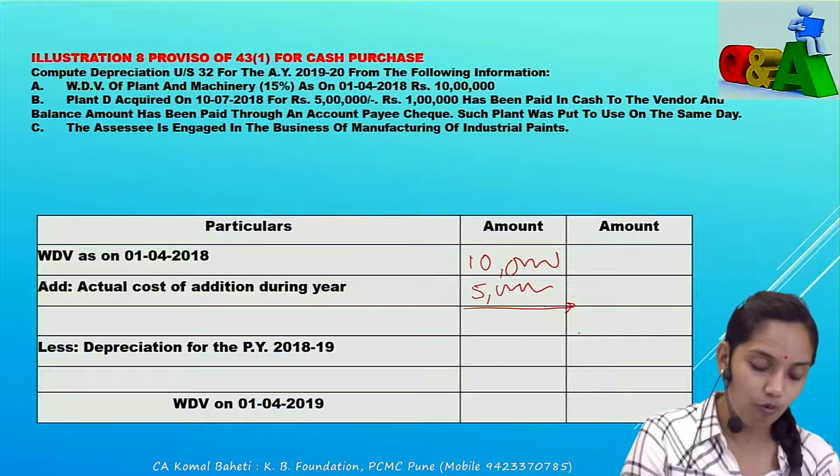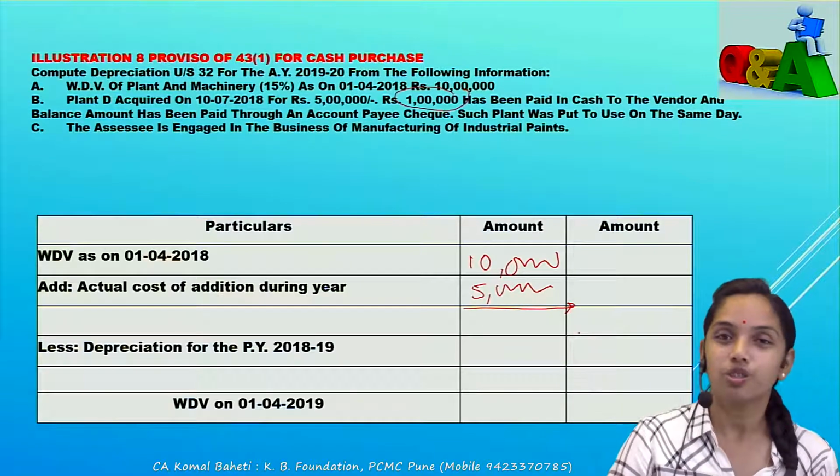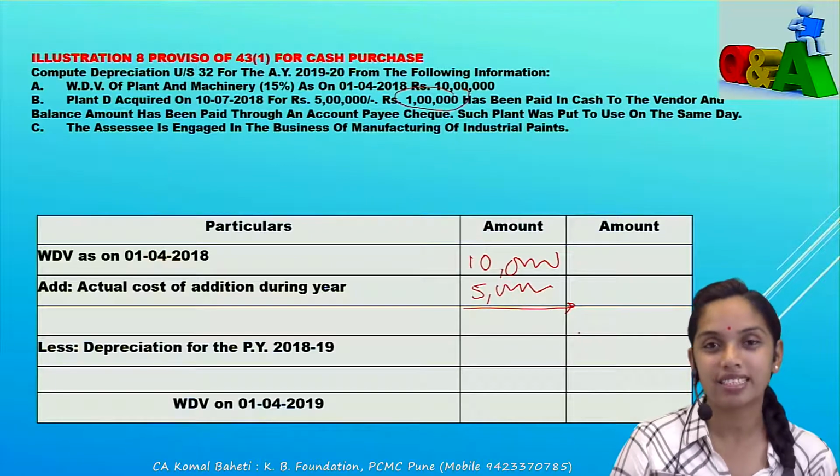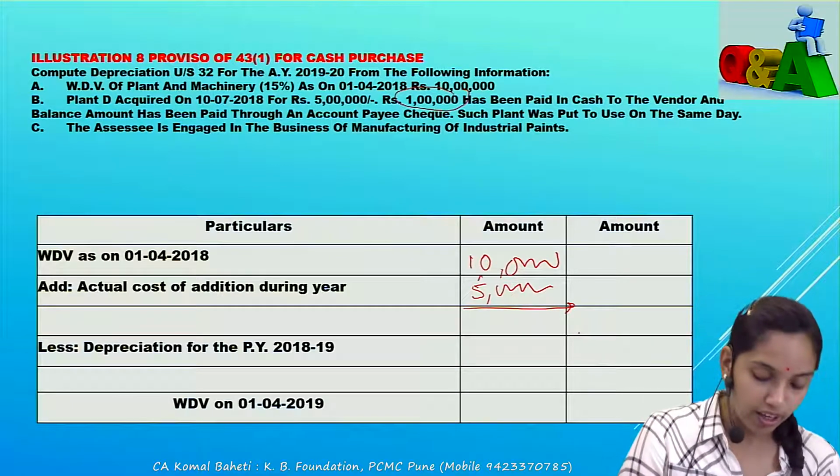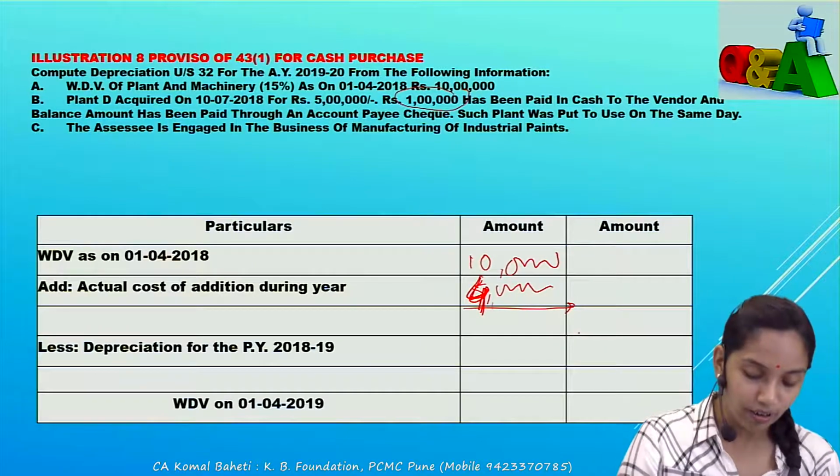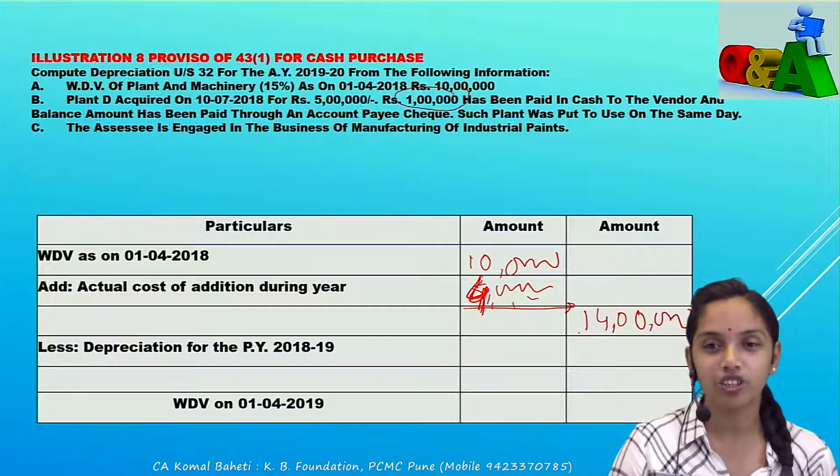So I had made a 1 lakh payment in cash. So 1 lakh cannot be considered as a part of the actual cost. So actual cost would become 4 lakh, not 5 lakh. So how much is the value of the block now? 14 lakh. Now I need to calculate the depreciation on the 14 lakh.